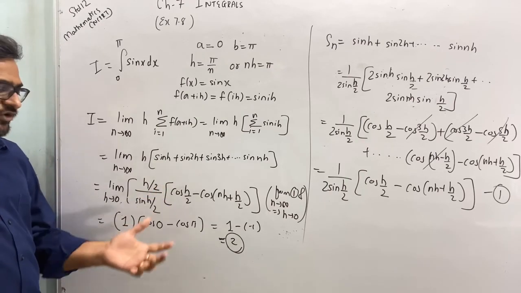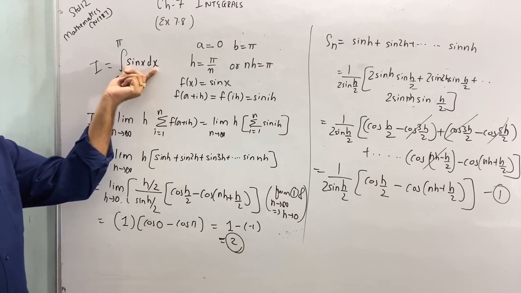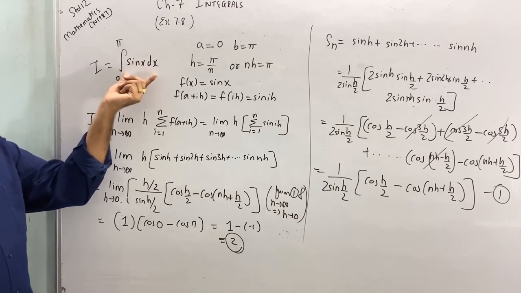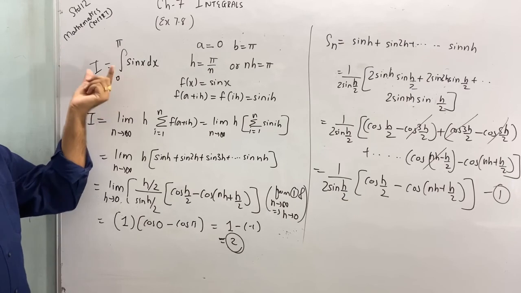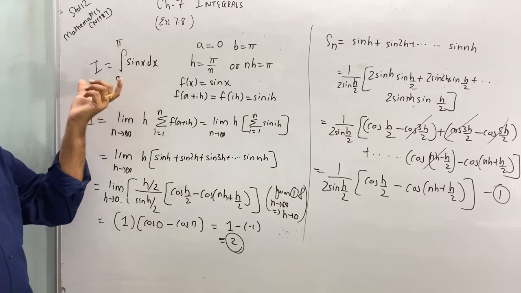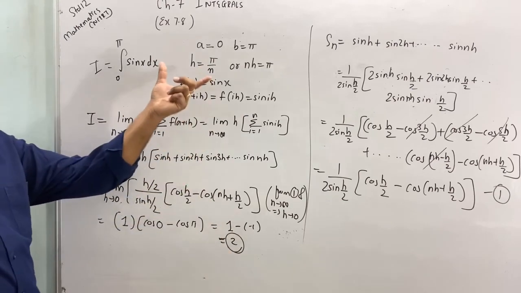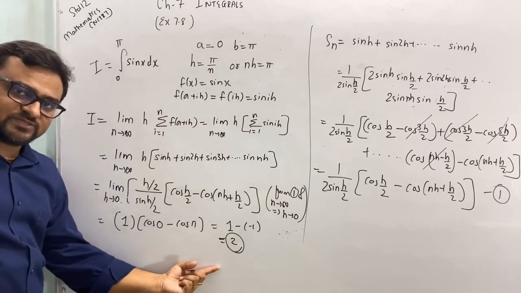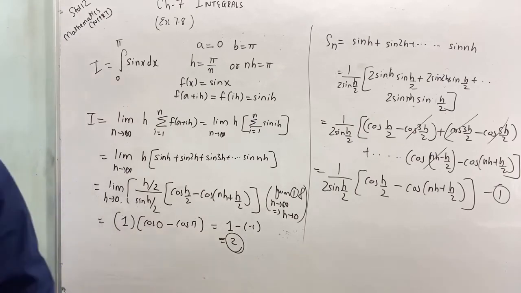Clear? And if you want to verify, you can directly do it: the integration of sin x is minus cos x, right? So minus cos pi minus minus cos 0. So minus of minus 1 plus 1 will be equal to 2. Clear? Okay, but if it is a limit of a sum, you have to solve it by this method. Clear? So just go through this question.